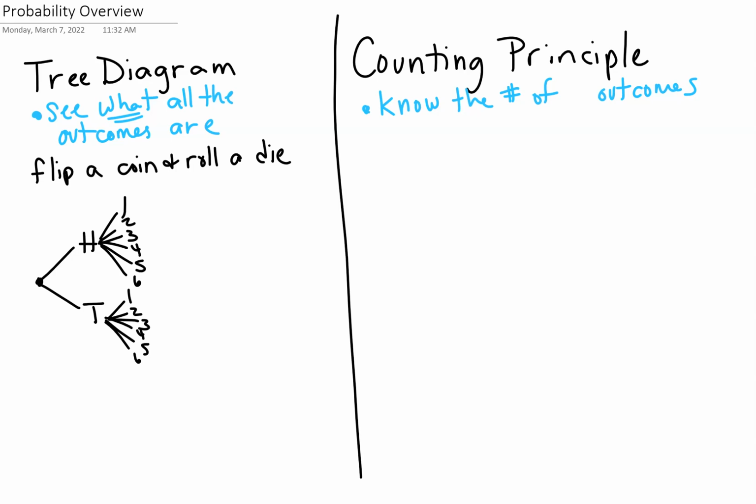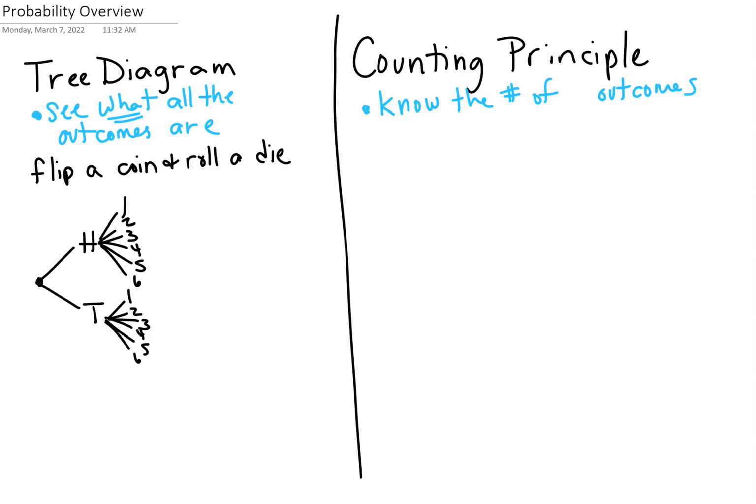And then from this diagram, we can count how many outcomes there are. The easiest way to count the number of outcomes is just to count the outside edge of your tree diagram. For example, just going 1, 2, 3, 4, 5, 6, 7, 8, 9, 10, 11, 12. There's 12 outcomes. So we can count it that way.